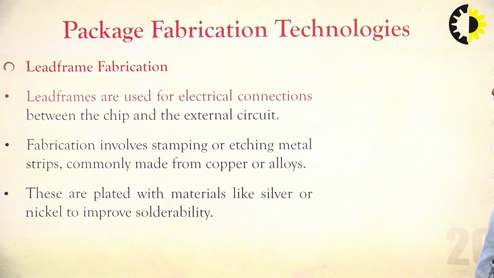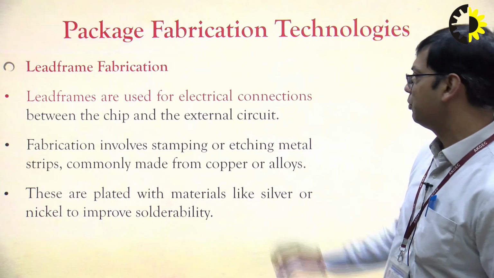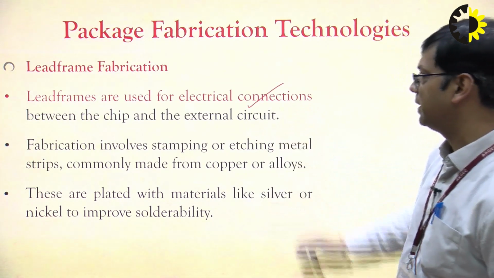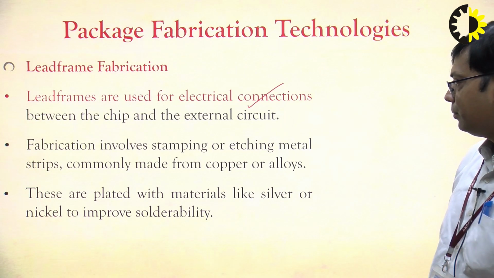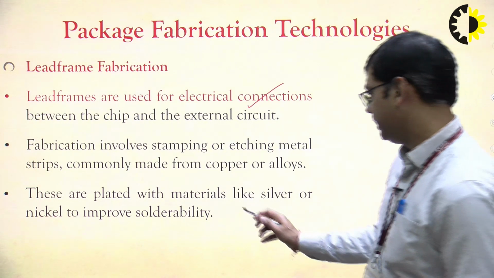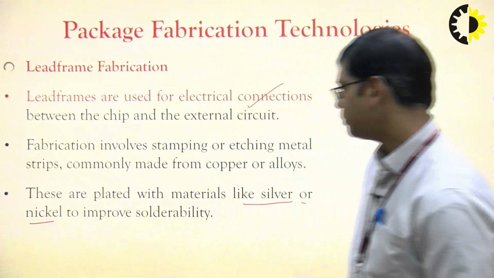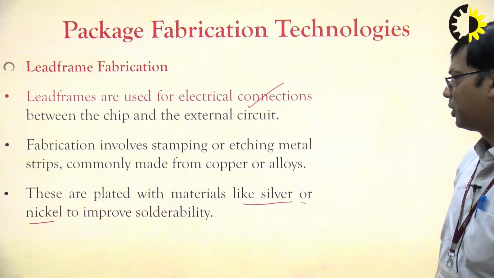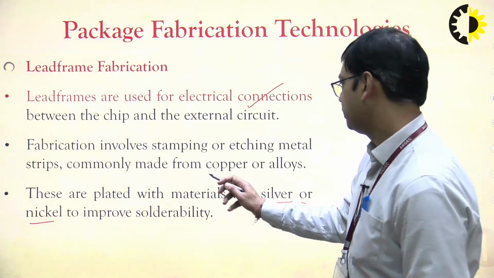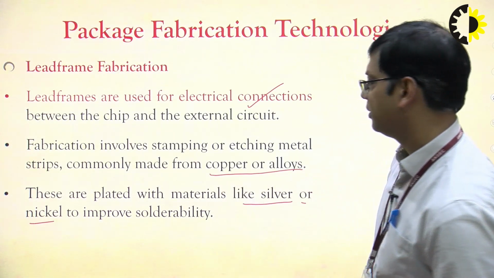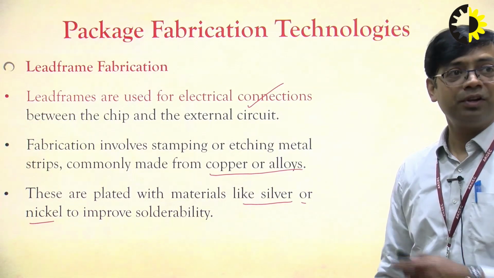Then lead frame fabrication. Lead frames are used for electrical connections between the chip and the external circuit. And for this, the materials that we can use are silver or nickel to improve the solderability. Also, copper and alloys are used for the fabrication of lead frames.